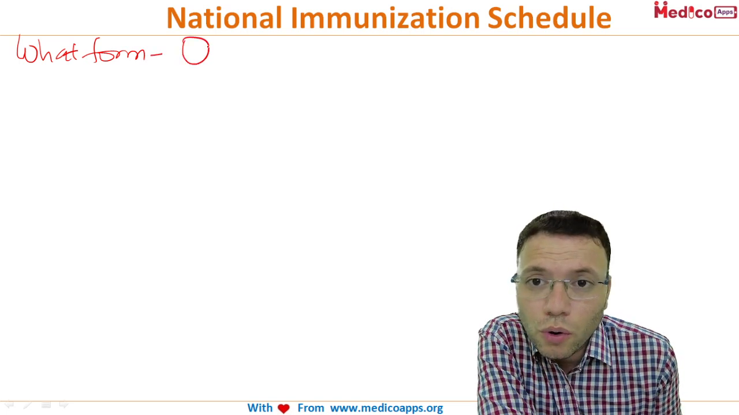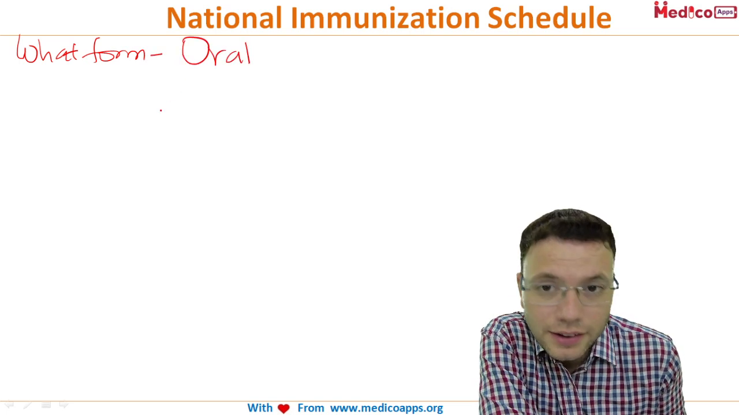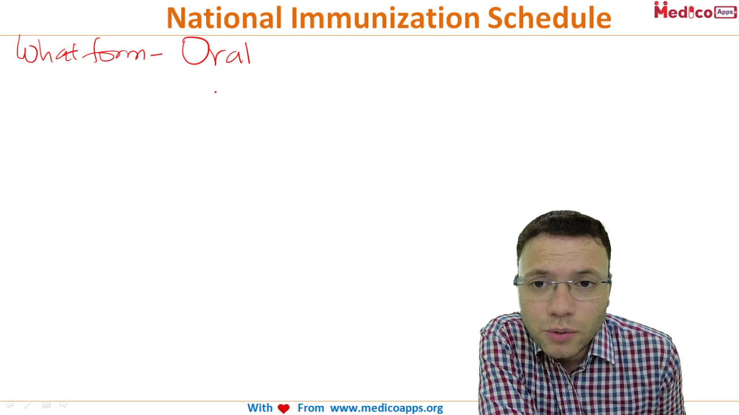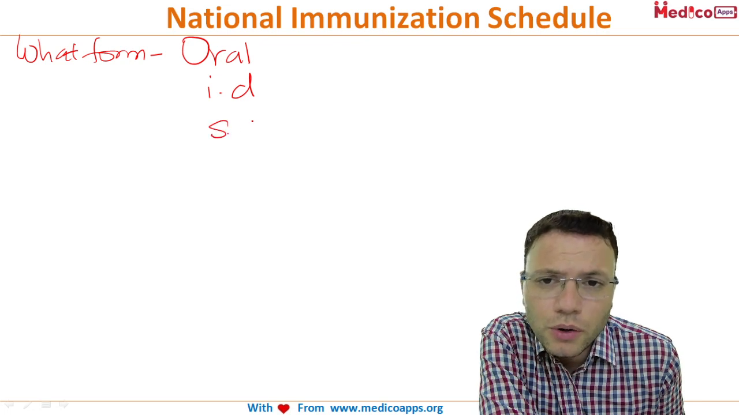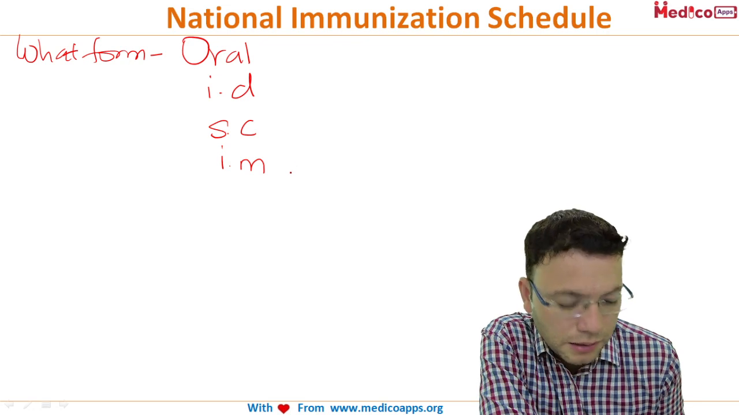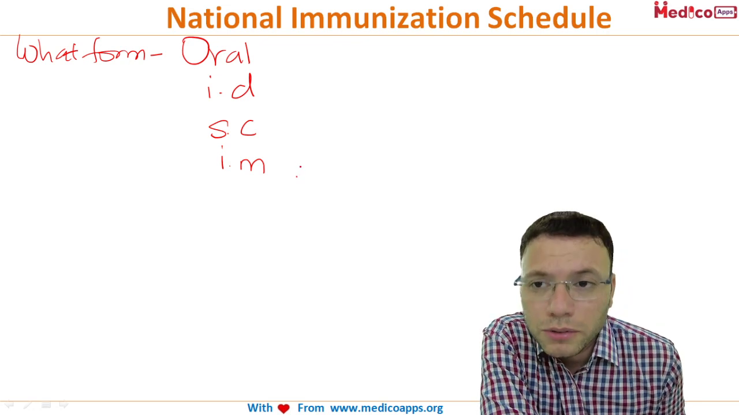You have oral vaccines. If you want to give intradermal, it goes just below the dermis. Then somewhat deeper, you have subcutaneous, and much deeper would be intramuscular, in the muscle. These are all the forms of vaccines.